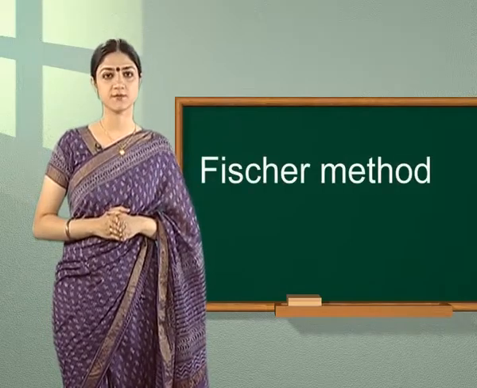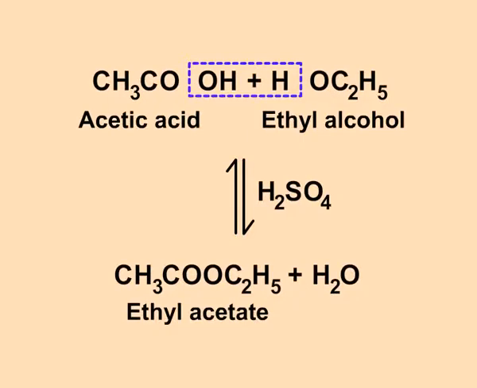The simplest method of preparation of esters is the Fischer method. Acetic acid reacts with ethyl alcohol in the presence of concentrated sulfuric acid to form ethyl acetate. The reaction exists in equilibrium and does not go to completion unless a product is removed as fast as it forms.